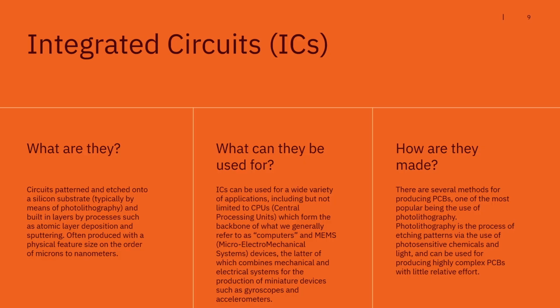ICs can be used for all sorts of things, from the central processing units or CPUs in your phones to MEMS devices, micro-electromechanical systems, that can be used for things like COVID tests, and also in your phones for things like gyroscopes and accelerometers.